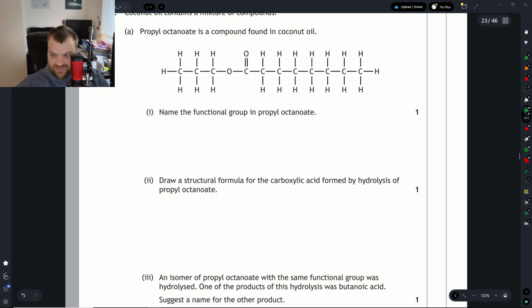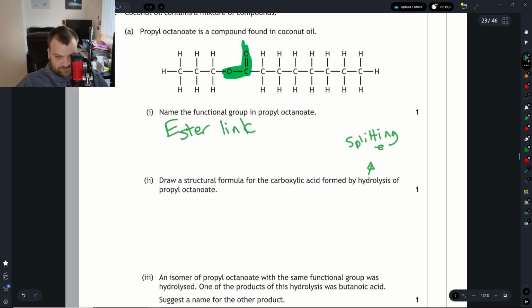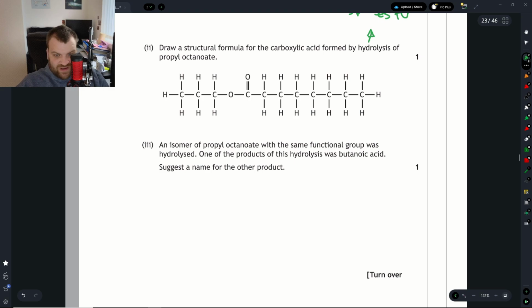Moving on, we are asked about a functional group in propyl octanoate. We are looking at the C double bond O and then our O. This makes this an ester, which means it has an ester link. Next, we're asked to draw the formula for the carboxylic acid formed by the hydrolysis of the chemical. We are splitting the ester. What we need to be able to recognise is that we have our acid side on the right hand side with the C double bond O, and we have our alcohol side on the other side. We only care about the acid.